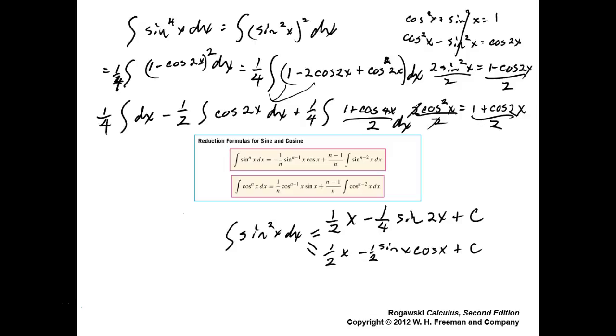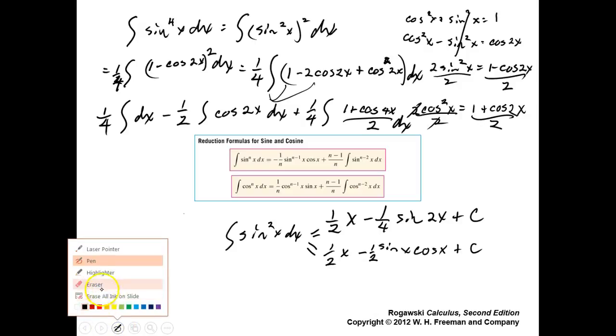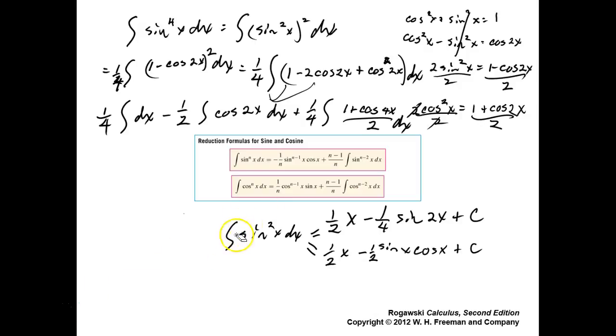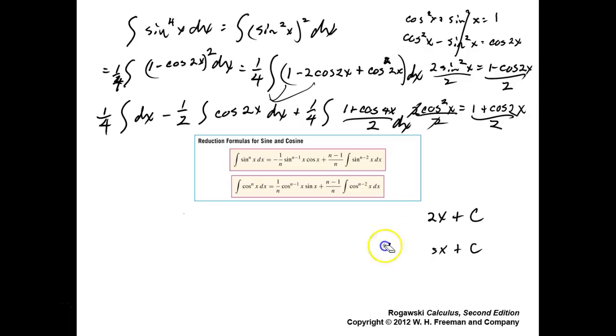Why did I keep this down here anyway? I'm not using it, so let me get rid of it. Okay. I hope I won't need it.